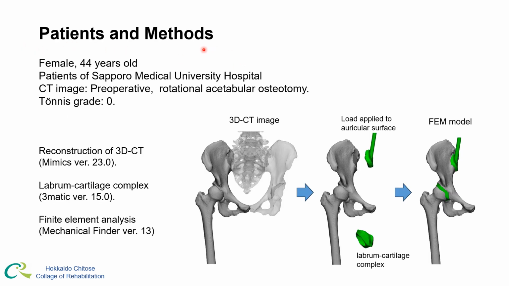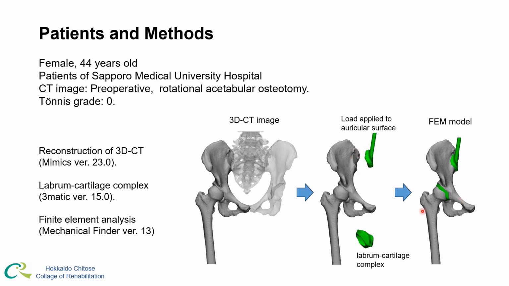Patient and methods. Preoperative CT images of a female patient who underwent rotational acetabular osteotomy at Sapporo Medical University Hospital were used. Her Tönnis grade was 0. First, 3D software was used to construct the CT image in 3D. From the 3D constructed images, 3D image software was used to separate the coxal bone and femur, and the labrum cartilage complex and auricular surface were created.